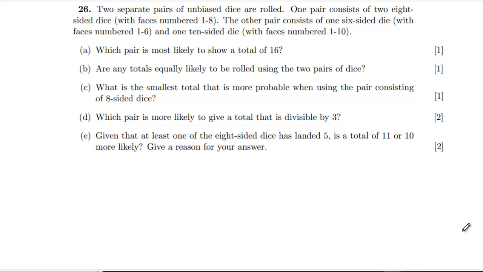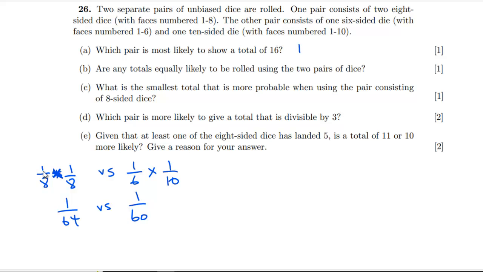Well, to get 16 on the 2 8-sided dice, we're going to have to roll 2 8s, so that's going to be 1 in 8 times 1 in 8. I should have said multiply there, not plus, obviously. And to get a 16 on the 6-sided and the 10-sided, we're going to have to roll a 6 and a 10. So we've got 1 over 64 versus 1 over 60. So 1 over 60 is more likely. So we're more likely to get that on the 6-sided and the 10-sided combination than we are on the 2 8-sided dice. So that's a nice starter.